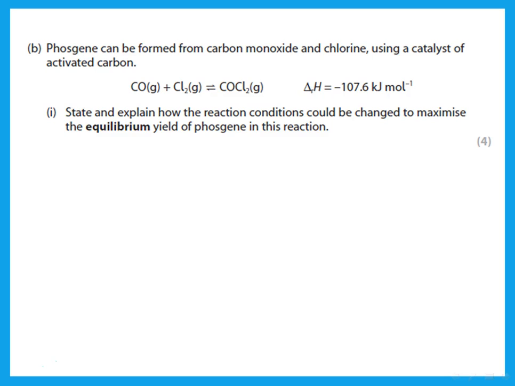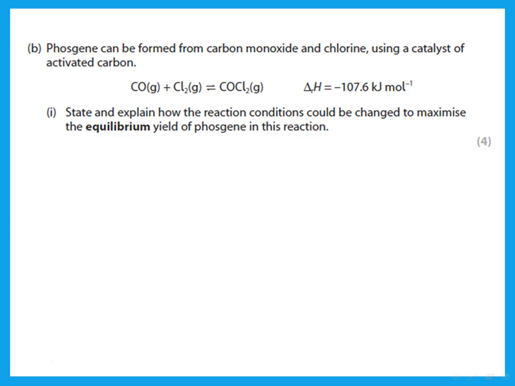Phosgene can be formed from carbon monoxide and chlorine using a catalyst of activated carbon. State and explain. So this is a reversible reaction, and he's saying state and explain how the reaction conditions could be changed to maximize the yield of phosgene. So we're talking about the change in the point of equilibrium in order to get more phosgene. Now, looking at this, what conditions can we change? Remember that in order to change conditions, we can change temperature, we can change pressure, we can change concentration of reactants.